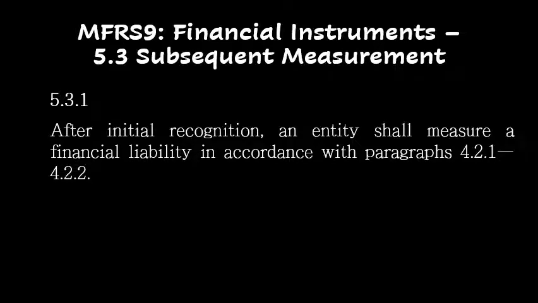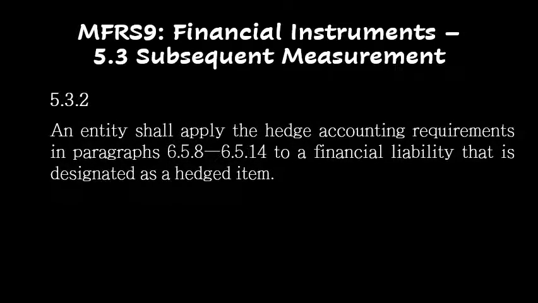For subsequent measurement, it follows the measurement in the classification as discussed earlier in paragraphs 4.2.1 and 4.2.2. So basically, all financial liabilities should be measured subsequently at amortized costs, as in paragraph 4.2.1, or other relevant measures, as in paragraph 4.2.2. Just for a note, if we engage in financial instruments because we want to do hedging, we need to apply hedge accounting. But this is for later, once we get to the advanced course.